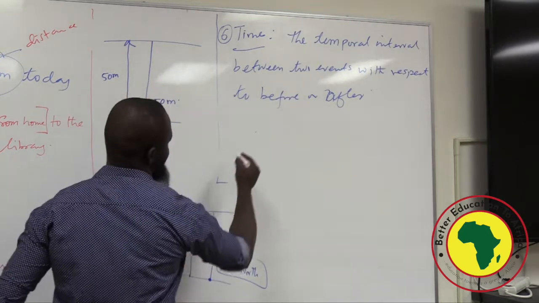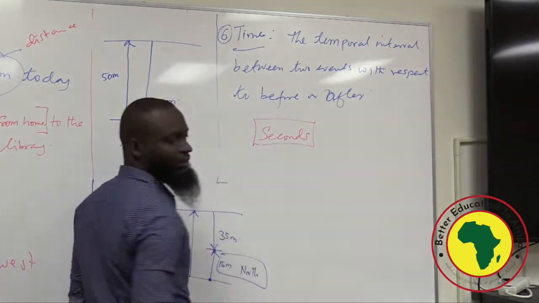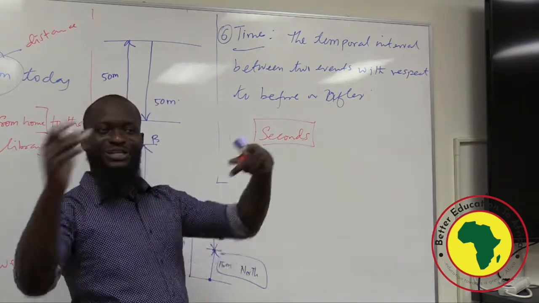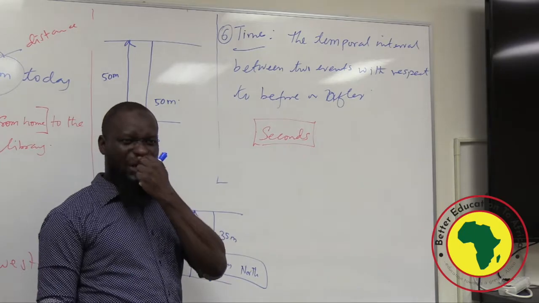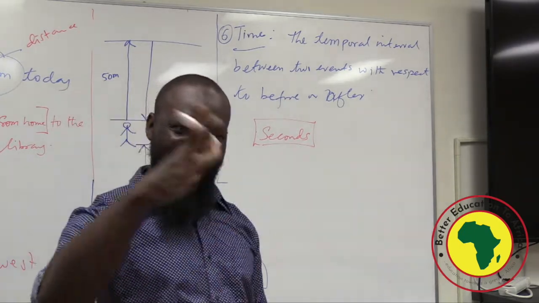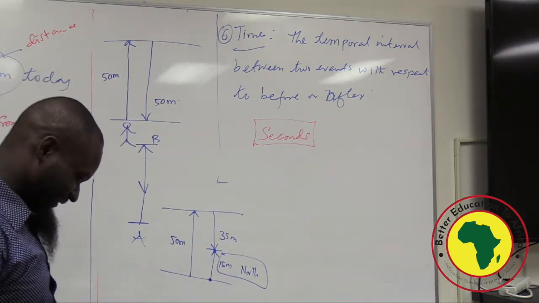It's measured in seconds. That's the SI unit of time. So we can go to hours, minutes, days, years, centuries, decades, like that. You can go to other units of time.